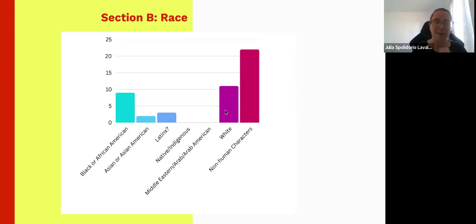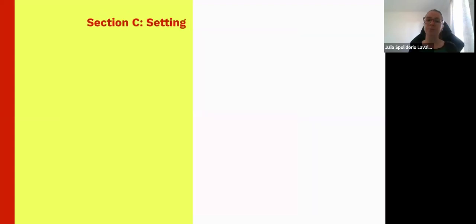And of course, I think this is going to be something that's very big in all the sections or in all the audits: a very large number of white characters. But I was also very surprised to see that the majority of my books, even though they were not focusing on a race specifically, were also not focused only on the white race, but also had a lot of non-human characters as well.